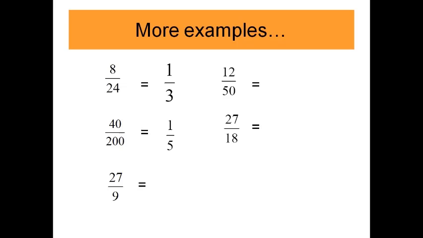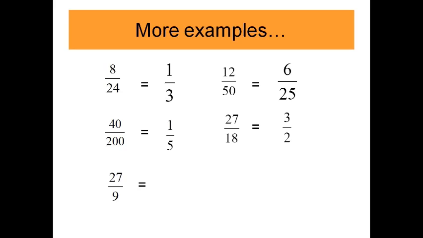40 upon 200. 0 and 0 can be cancelled off. 4 ones are 4 and 4 fives are 20. So the answer is 1 upon 5. 12 upon 50. Both the numbers are divisible by 2. 2 sixes are 12 and 2 25s is 50. So the answer is equal to 6 upon 25.